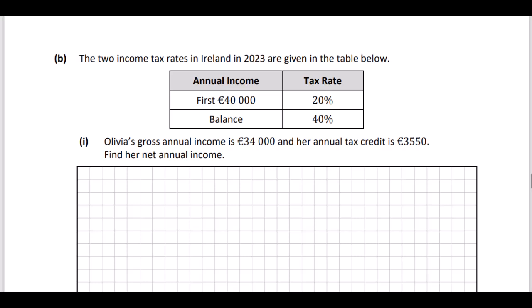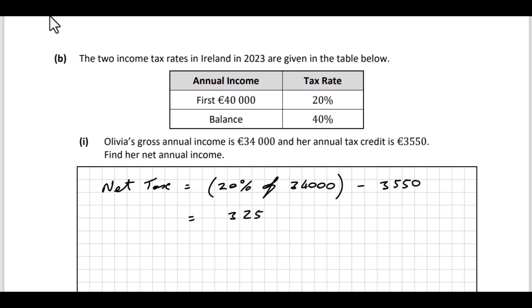So all we've really got to do is find her net tax, which is 20% of 34,000. Because remember, she doesn't reach 40,000, so she's only going to pay 20% in tax. And then to find the net, this part here is her gross tax. So to find the net tax, we've got to subtract any tax credits, which is 3,550. So 20% of 34,000 minus 3,550 is 3,250 euros. So this is how much tax she actually has to pay.